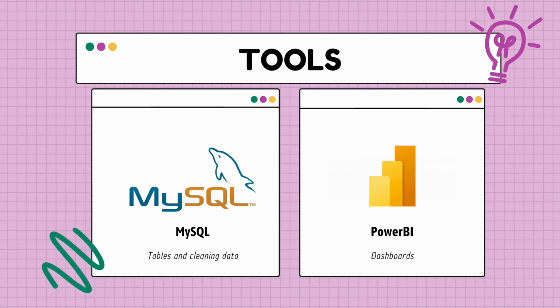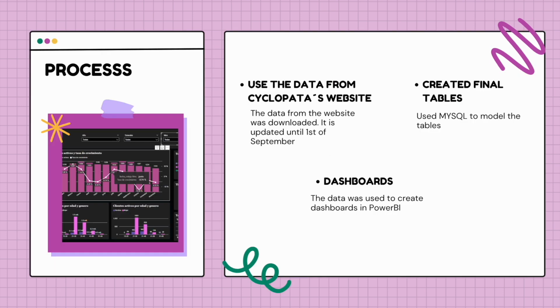And what I used was two tools: MySQL and Power BI. Cyclopata had everything on their website, so I had to get their databases and transform them with MySQL, and then I presented that data with Power BI.